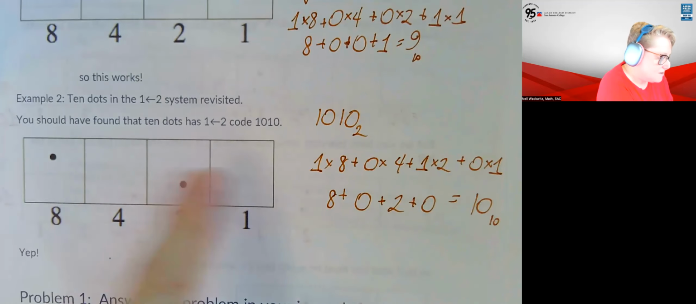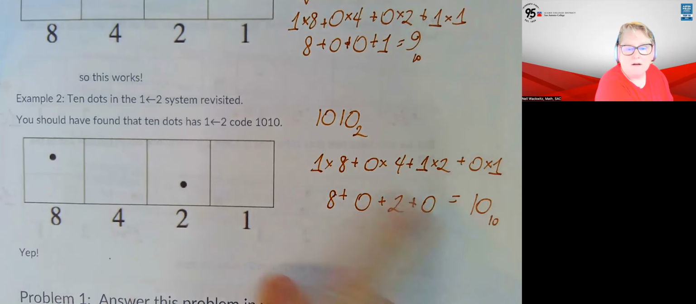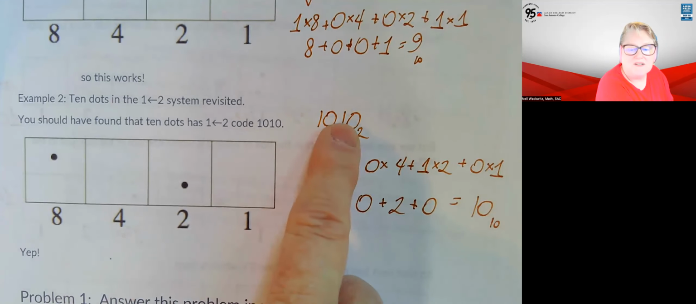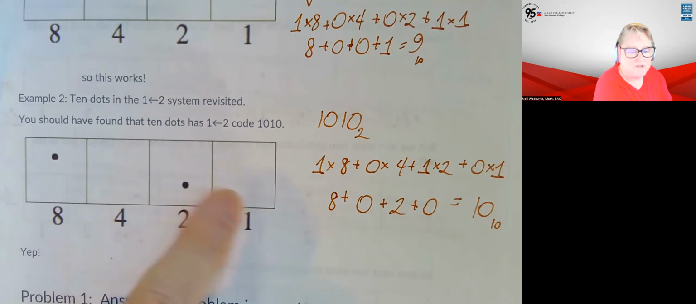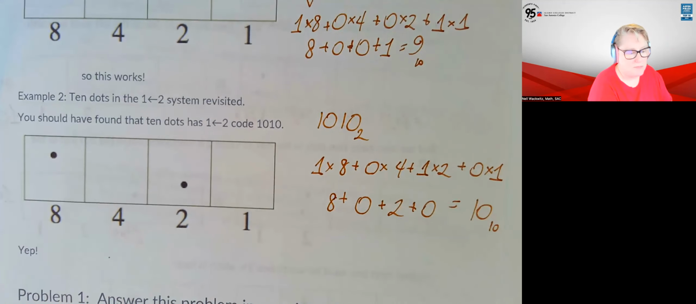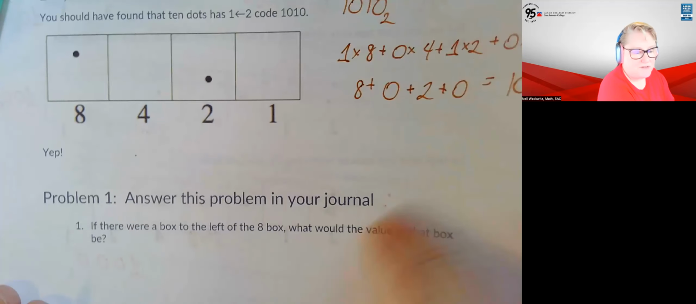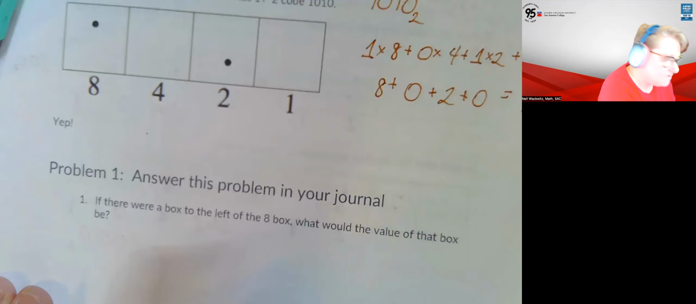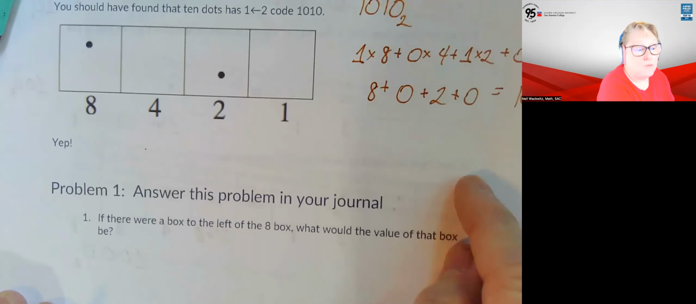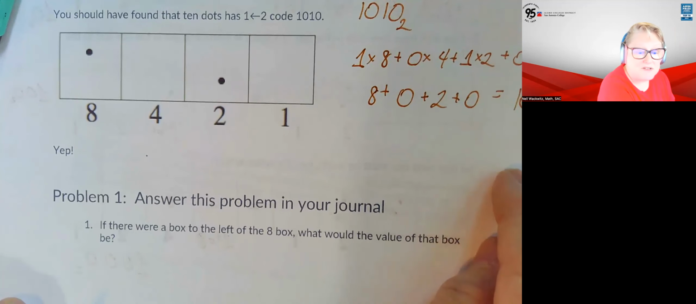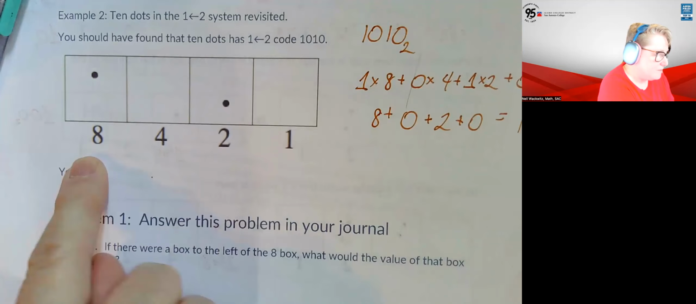So we have 8, 9, 10 base 10, or 1010 base 2: 1 8, 0 4s, 1 2, 0 1s. So then there is a question for you to answer. What happens to the left of the 8's box? So we got 1, 2, 4, 8. What comes next?